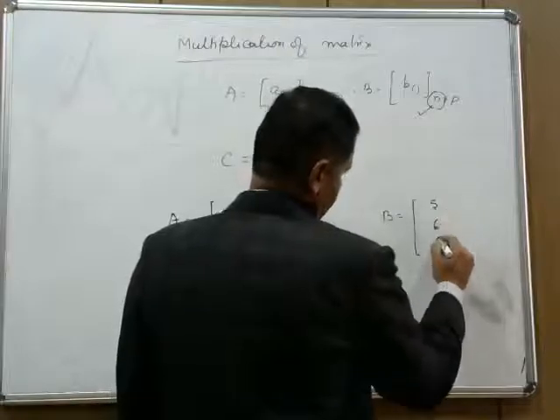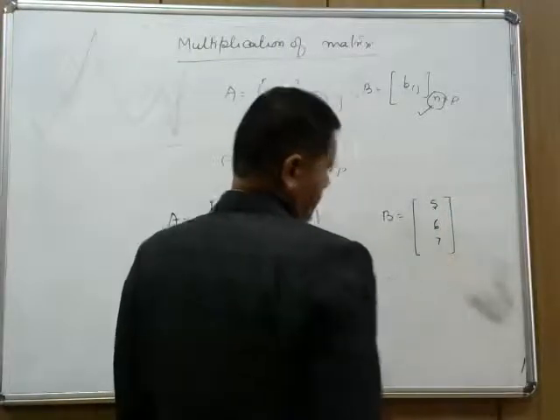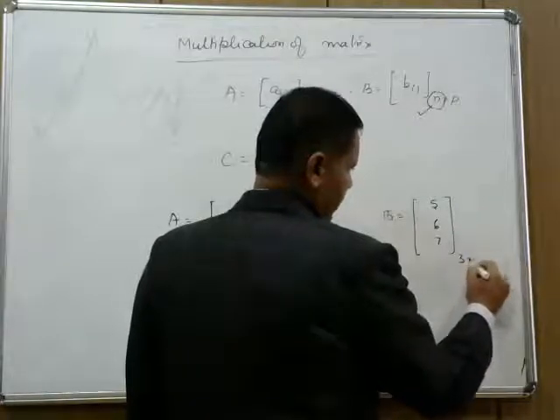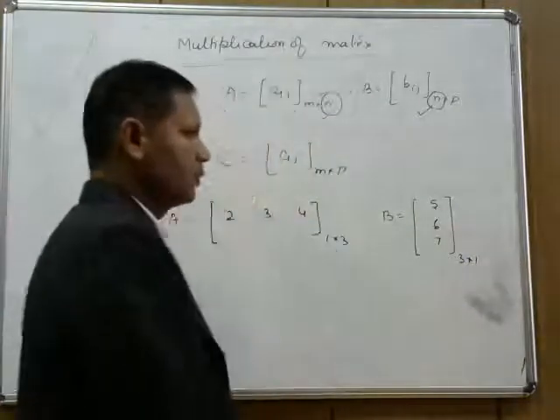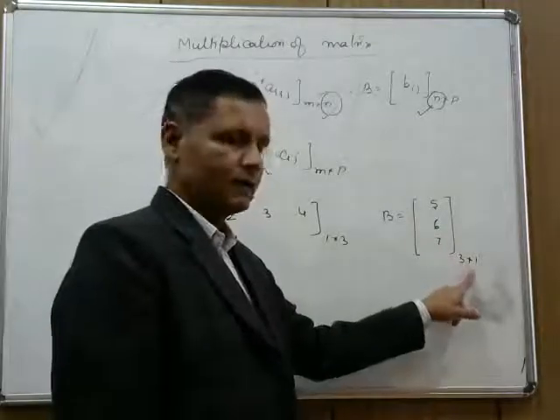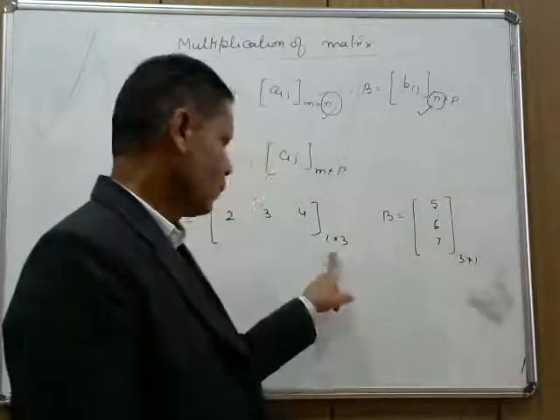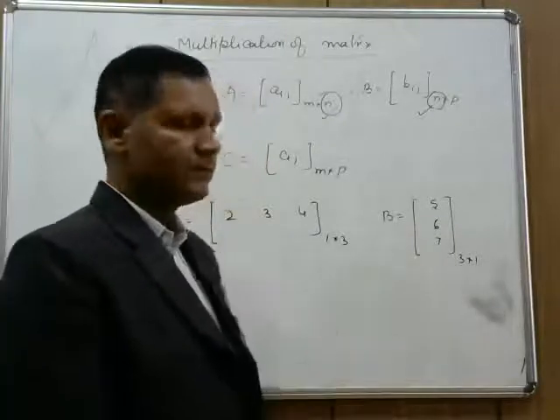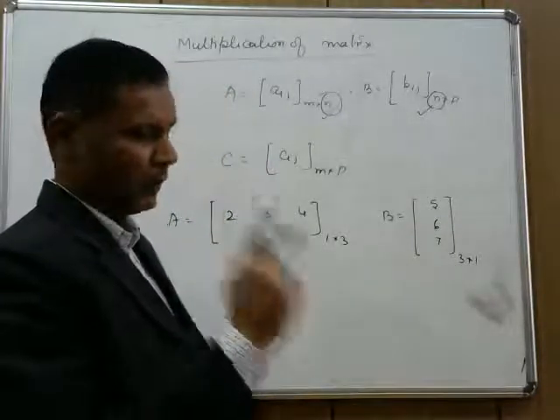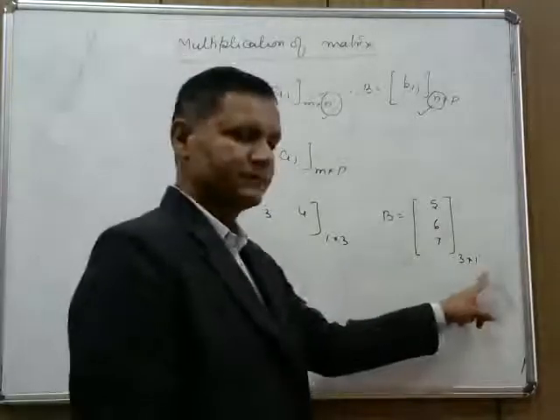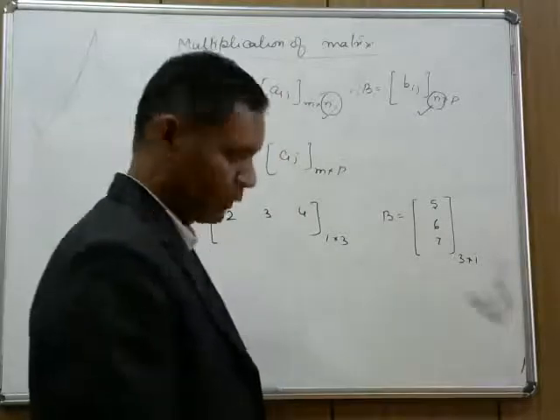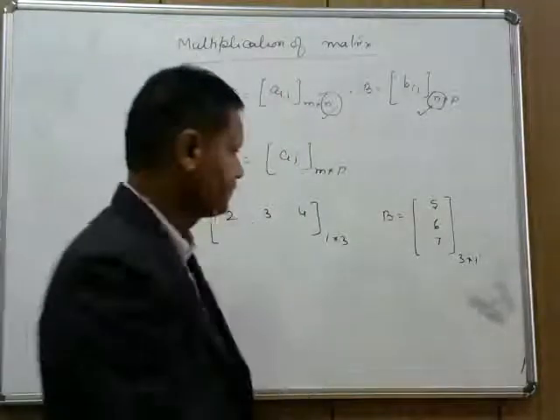5, 6, 7. How many rows, how many columns? There are 3 rows and 1 column. 3 rows and 1 column. So now 1 into 3 and 3 by 1. Yes, we'll have the answer with only 1 row, 1 by 1. It can be multiplied.